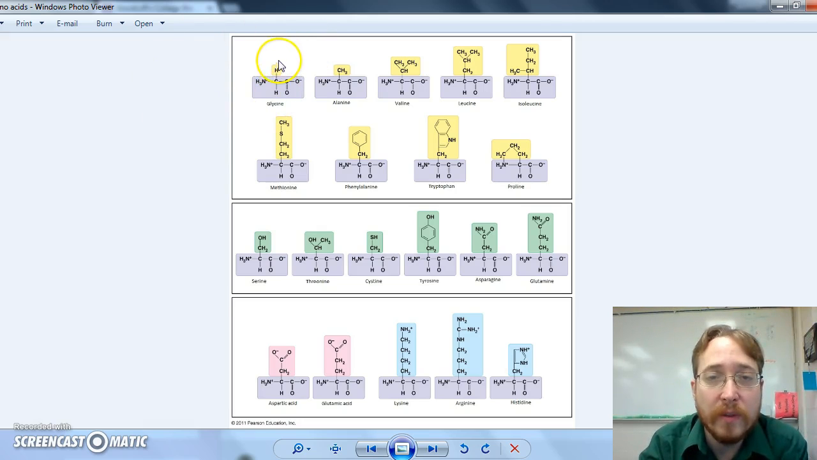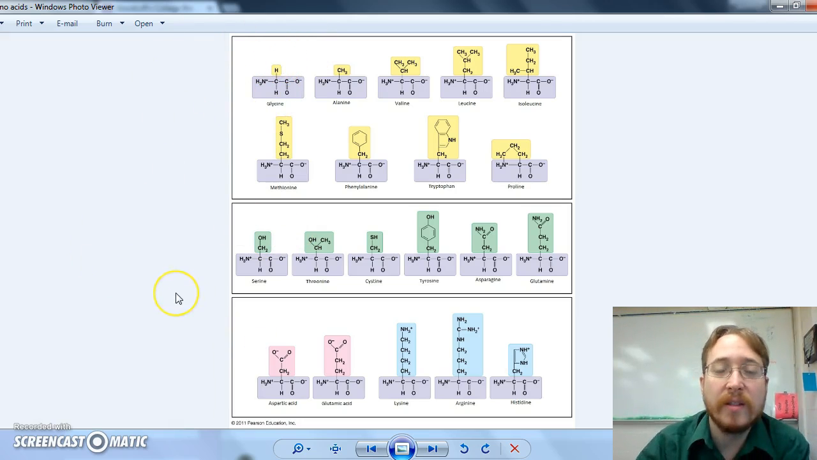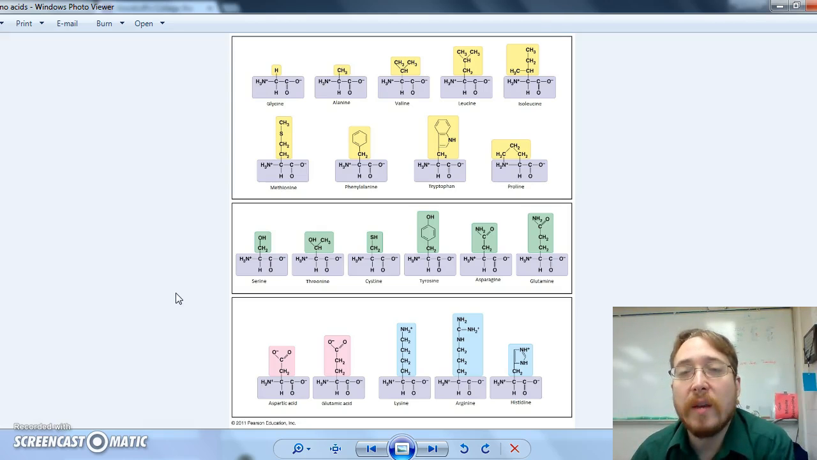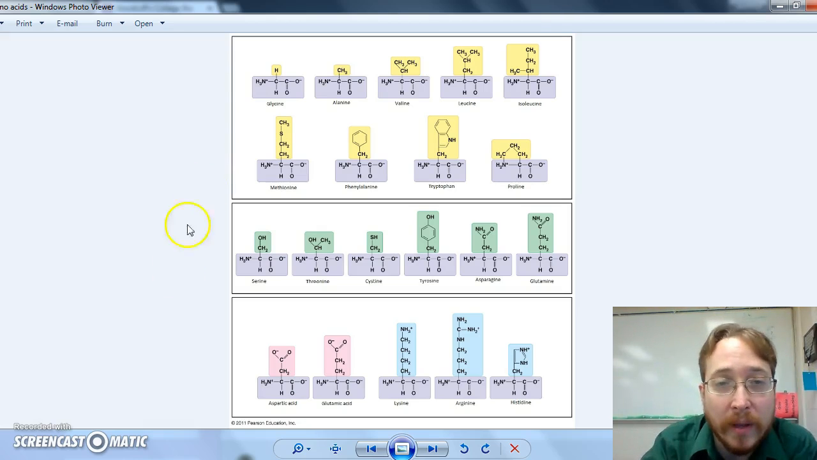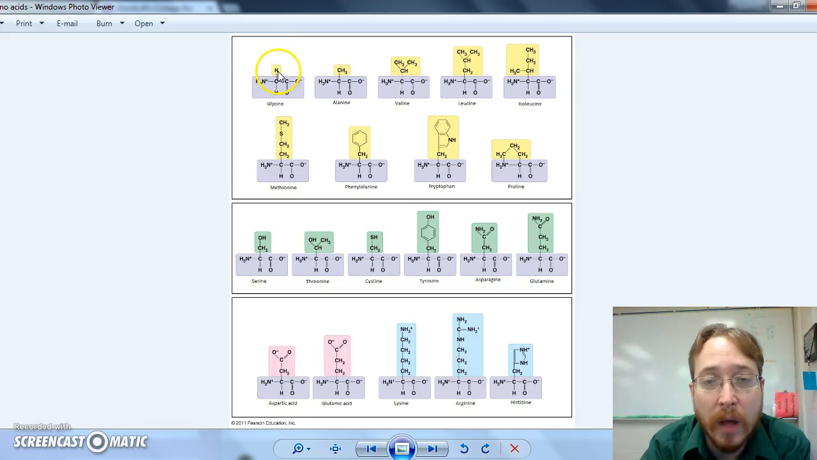Now, the stuff sticking off the top of it, we call this the side chain. And the side chain determines the identity of the amino acid. Glycine always has a simple hydrogen, and cysteine always has a methyl group and this sulfur here. And lysine always has this long chain that ends with nitrogen.